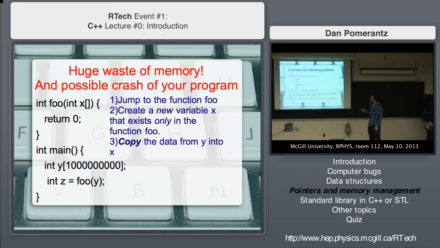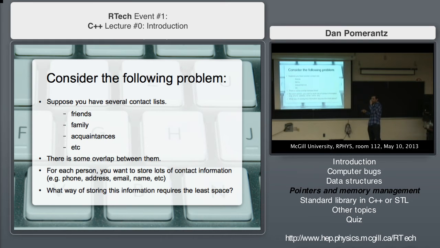Now, where does a pointer solve this problem? Well, let's use a little bit of analogy to work with. Let's say that you had several different contact lists. You had a list of all your friends, a list of your family, a list of acquaintances. So these are like Google circles or something. There's some overlap between these different lists, so some of the things that appear in one list will appear in another list as well.